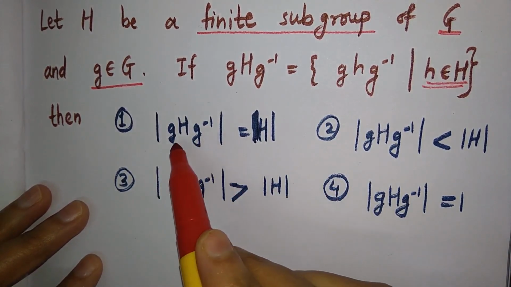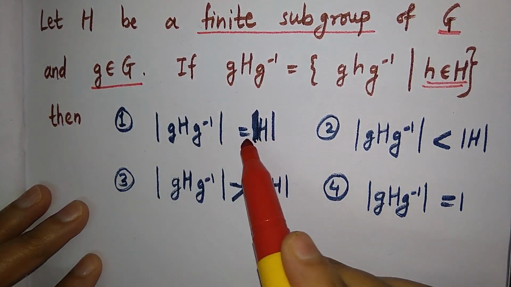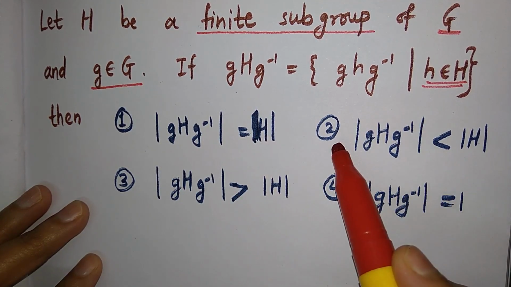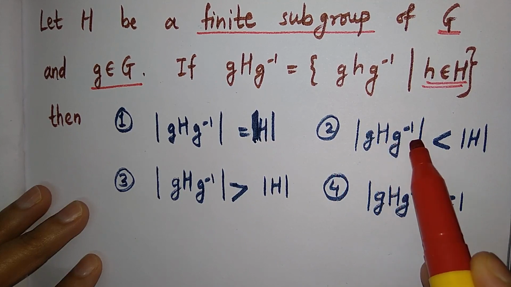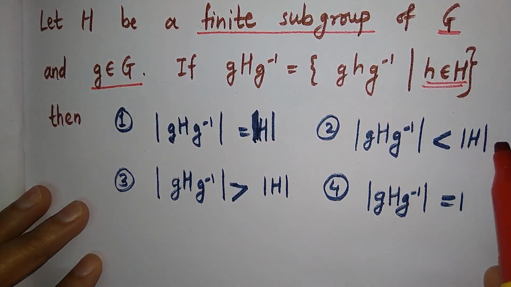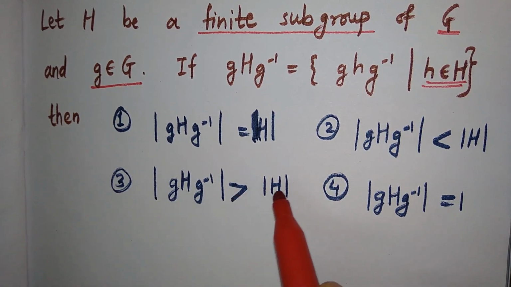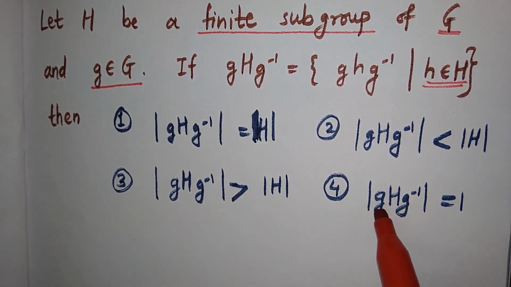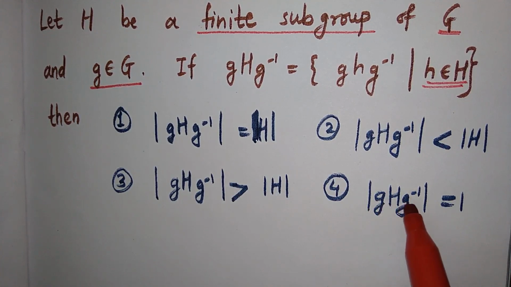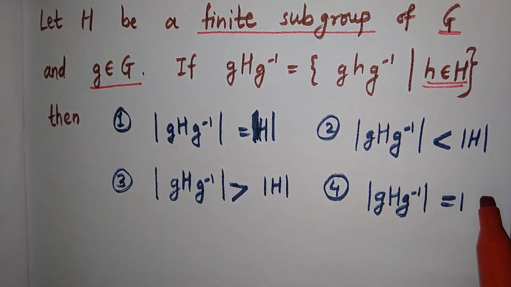The order of GHG inverse is the same as the order of H. Second option says that the order of GHG inverse is less than the order of H. Third option is the order of GHG inverse is greater than the order of H. And the last option is the order of GHG inverse is equal to 1.